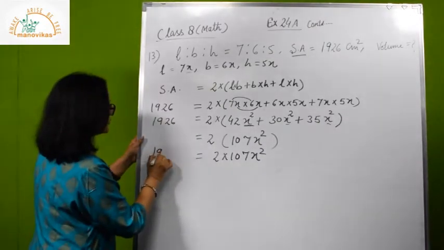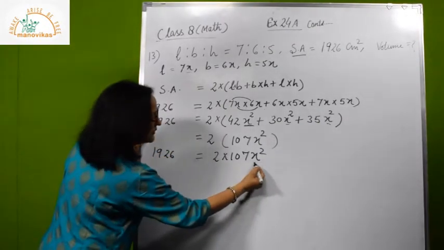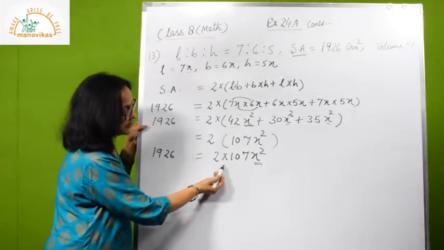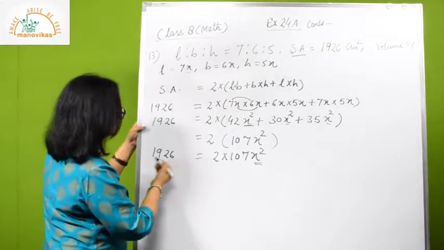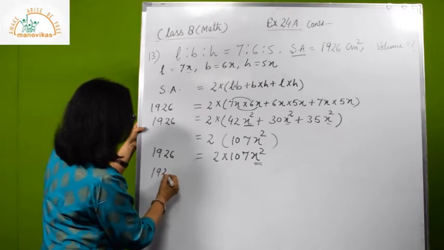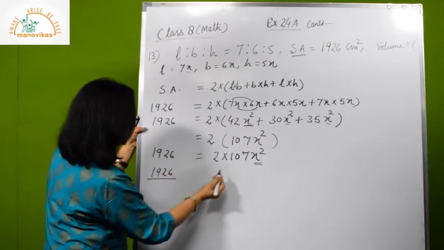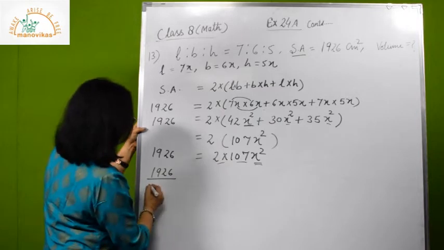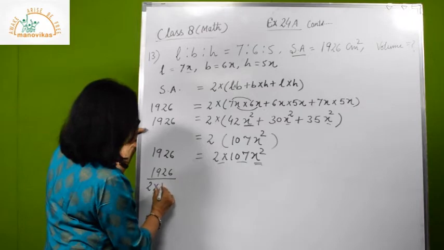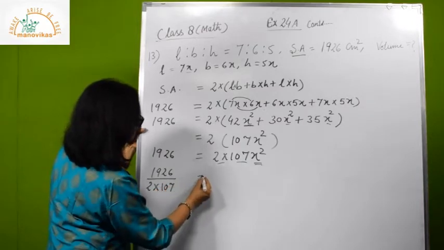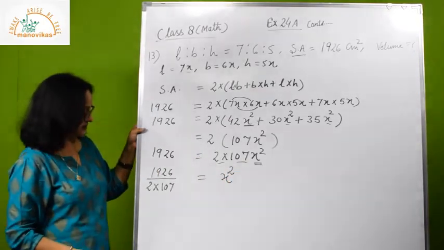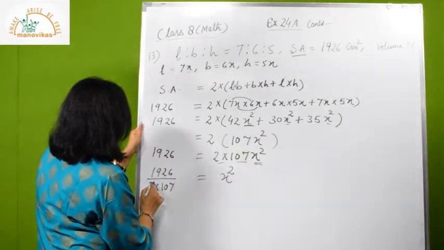Now this is equal to 1926. We have to find the value of the variable x. That means other factors should be transposed to the other side. So 1926 will be there, and 2 and 107 will come in the denominator because they are being multiplied here. On the other side the operation is opposite. So x square will remain on the right hand side. Okay. Now you cancel this.